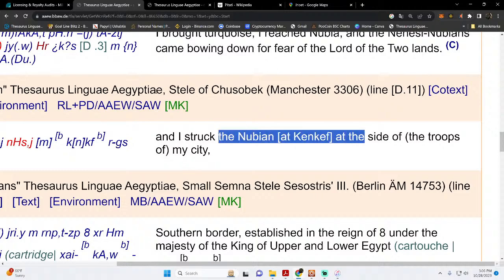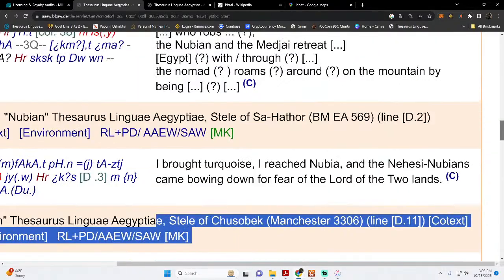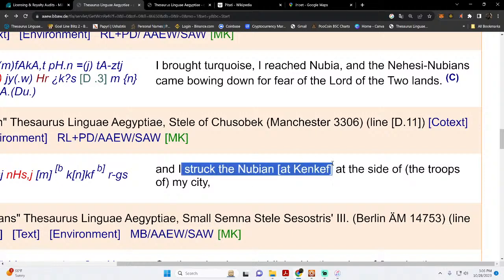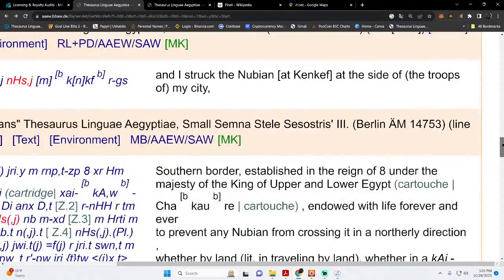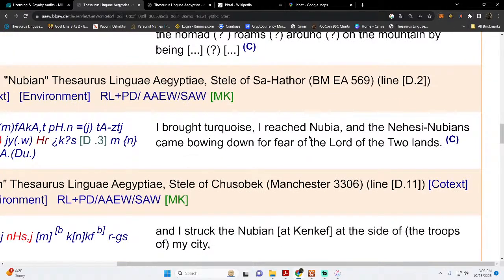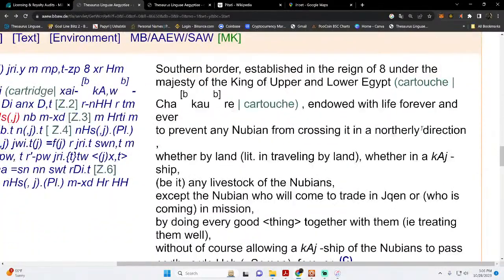But I know this story too. He was going south to the end of Kush, not even to the beginning of Kush. On his way, he put hands on this Nubian. And I struck the Nubian at Kenkef. All right. See, it's still in the time of this Senusret, same dynasty. So we see the same sentiment towards both traditions, Nubians and Asiatics.